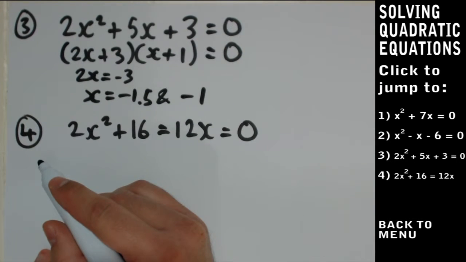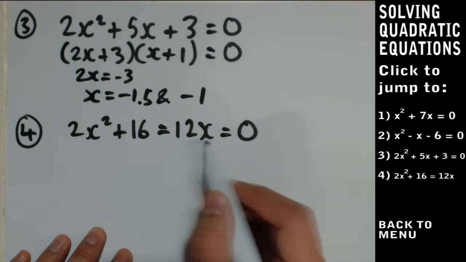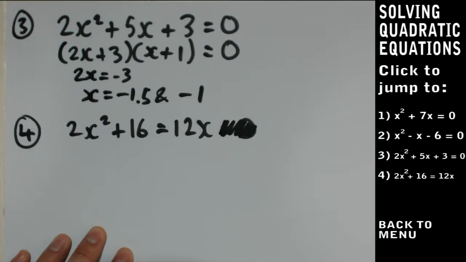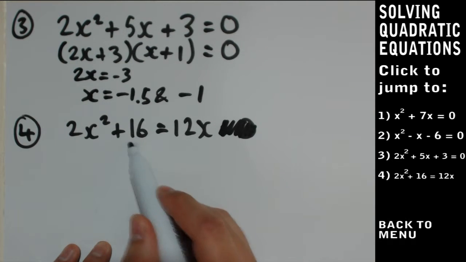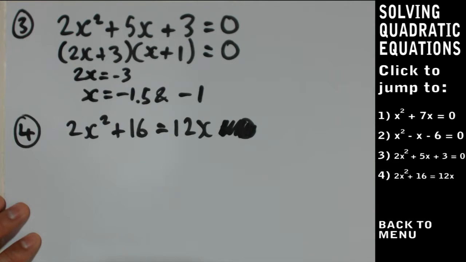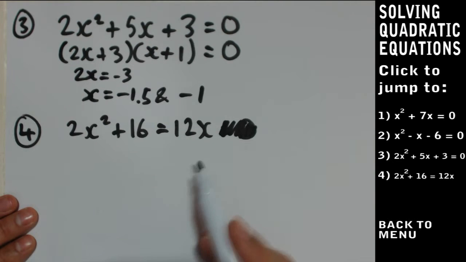Question 4. 2x squared plus 16 equals 12x. Oh, actually, get rid of that. Shouldn't have done that, because we've already got an equals there. 2x squared plus 16 equals 12x. So this is our only equation. It's not in its standard form because we want it to equal 0.